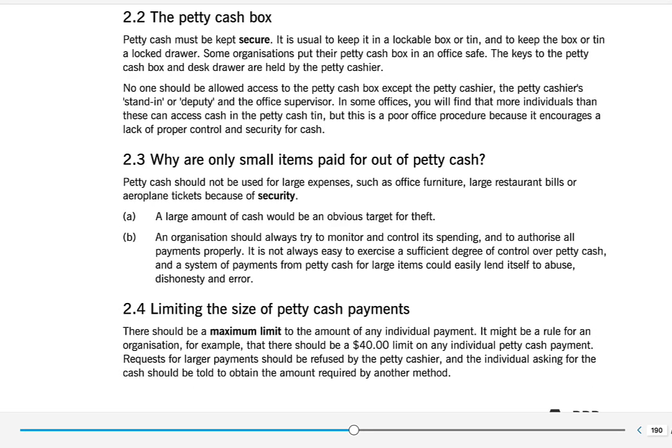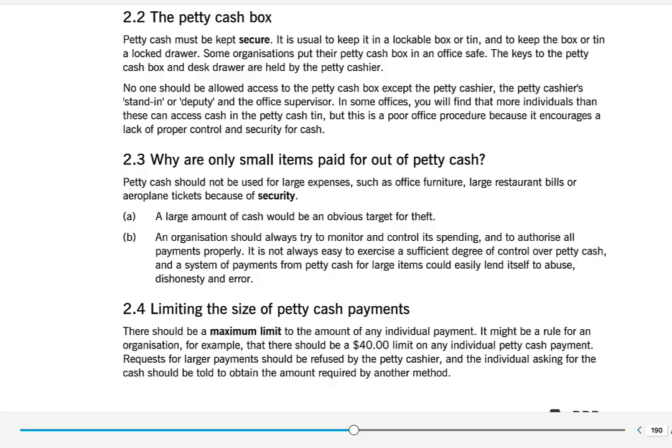Now we are learning lesson 2.2, the petty cash box. This lesson is about one simple thing. Where do we keep petty cash money and how do we keep it safe? Petty cash is real cash. It is notes and coins, so it can be lost easily or it can be stolen easily. That is why the petty cash box is very important.